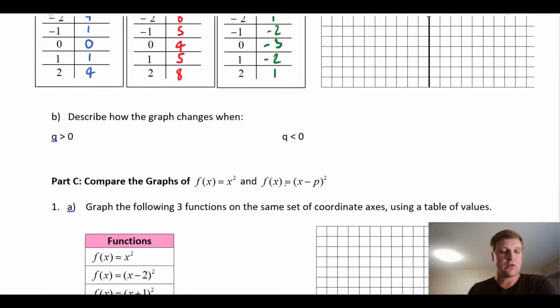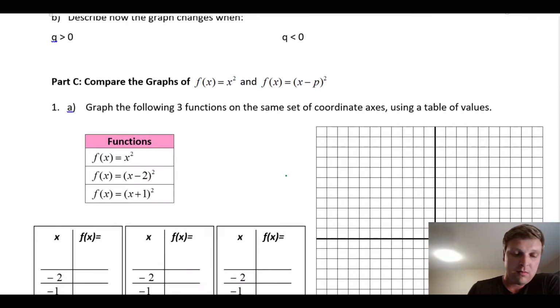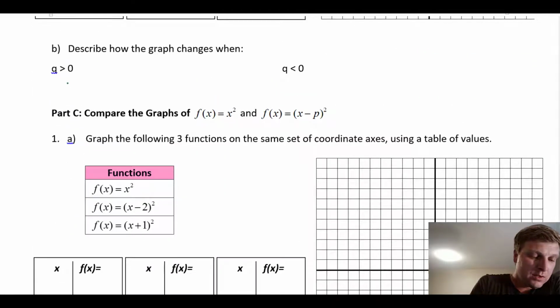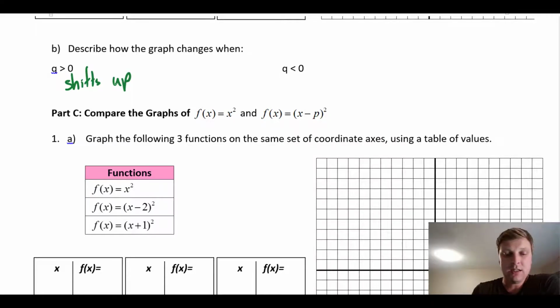Okay? How does the graph change when q is greater than 0? It shifts upwards. And when q is less than 0, it shifts down.